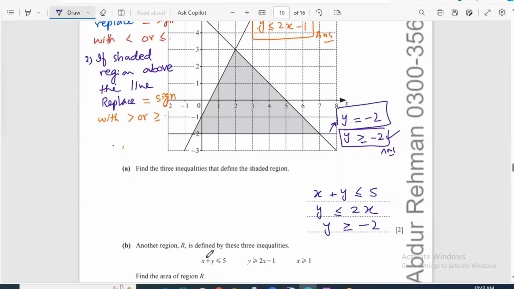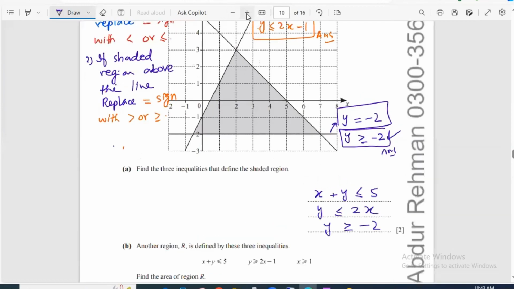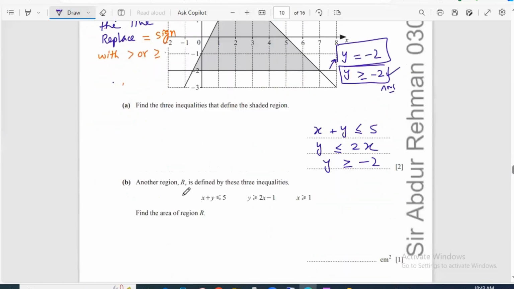Now another region R is defined by the three inequalities x plus y lesser than equal to 5, y is greater than equal to 2x minus 1, and x is greater than equal to 1. So in this diagram, we have to recognize first the region R here, and after recognition, we have to find the area of the region R. So first recognize where is the region R.